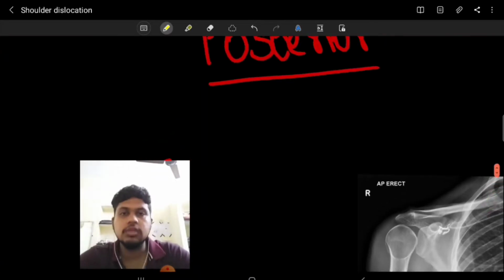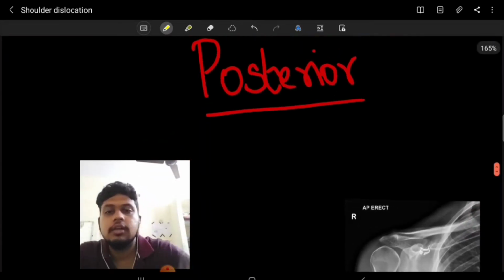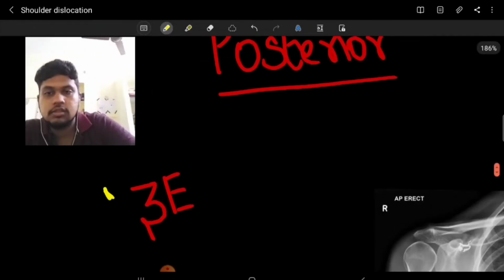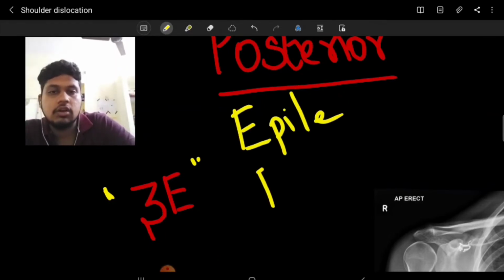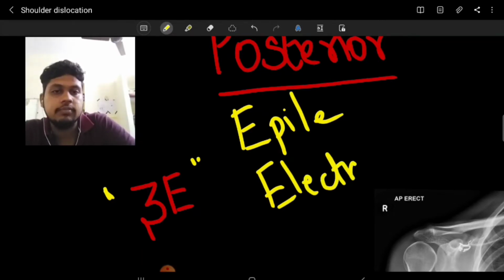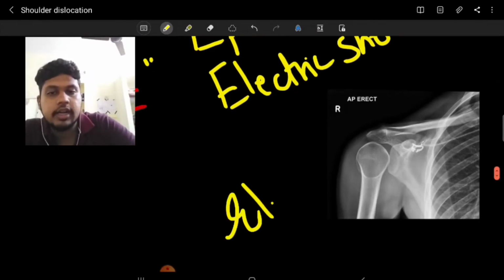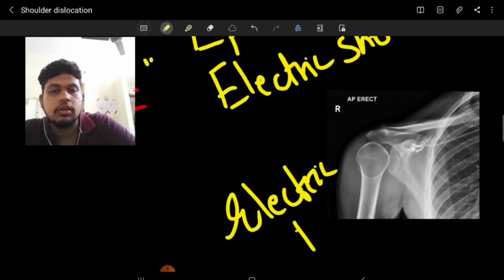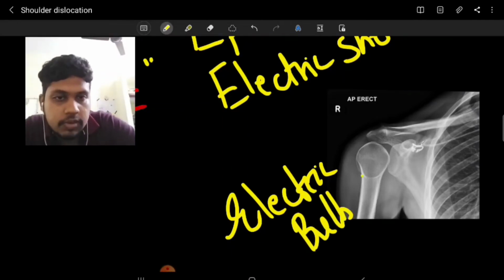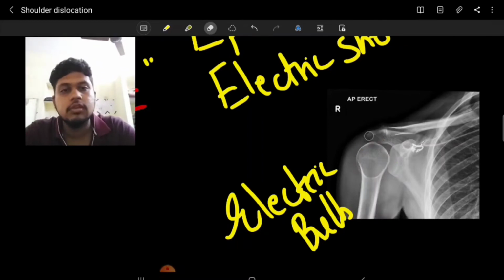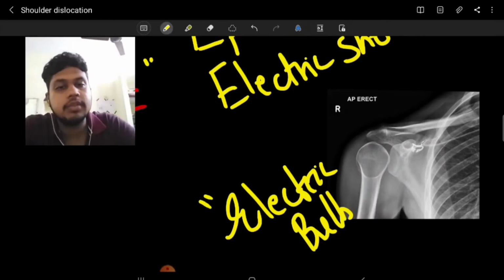And again, posterior dislocation, this is also rare, and this can be remembered easily with the help of a mnemonic, 3 E's. The posterior dislocation is common in epileptic patients. It is also seen in electric shock victims. And the third is a sign called the electric bulb sign. What do you mean by electric bulb sign? As you can see from this diagram, this posteriorly dislocated head of the humerus appears as if a glowing electric bulb. So it is referred to as the electric bulb sign.